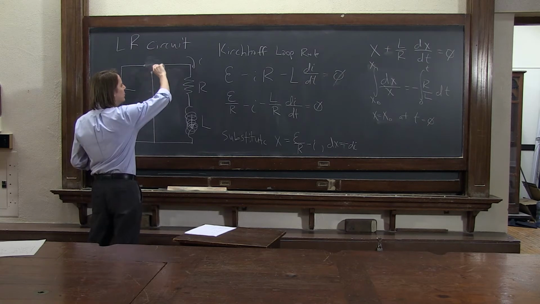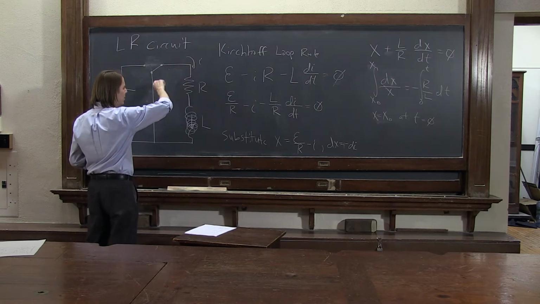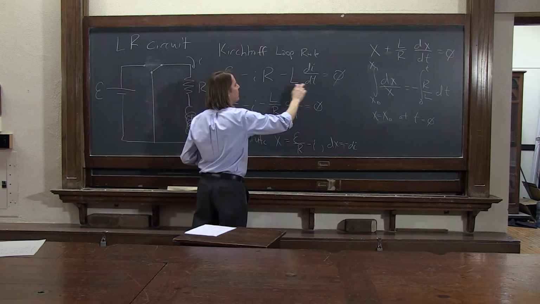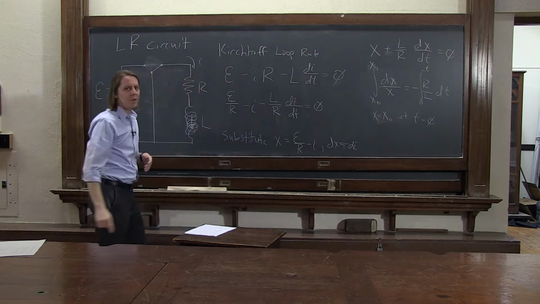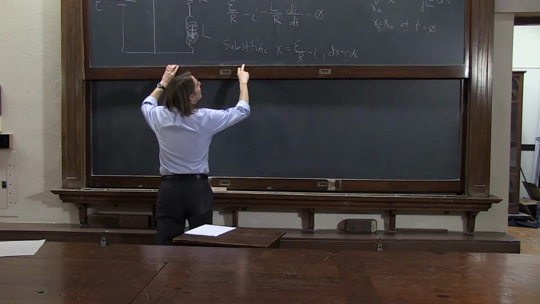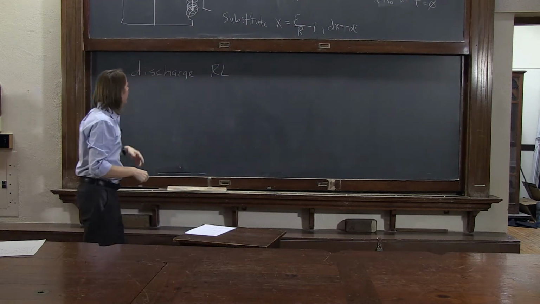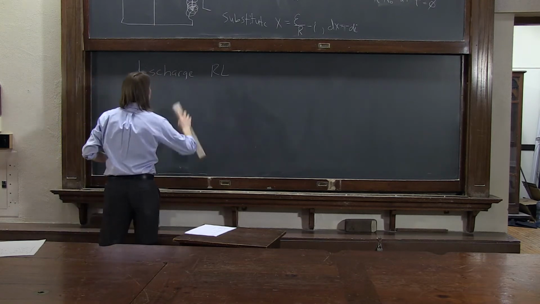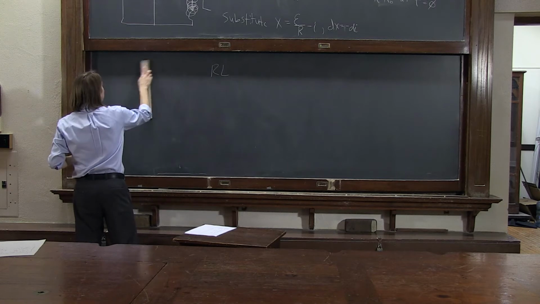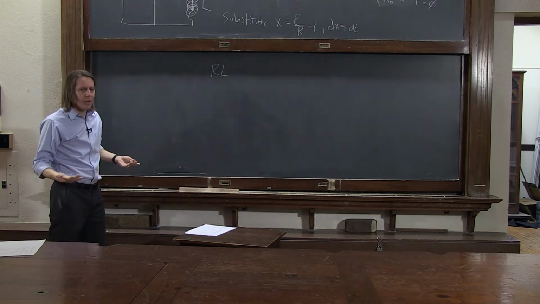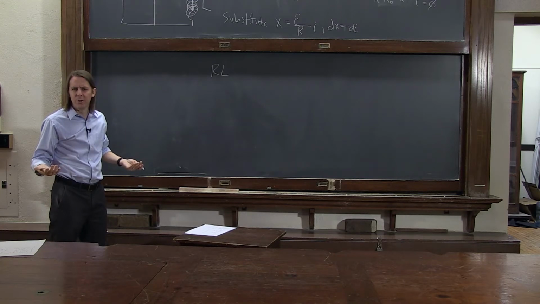We still use Kirchhoff. We still think of the current going this way. We're going to analyze it this way. We're going to write essentially the same Kirchhoff loop rule, just without the EMF. So this is how we discharge the RL. And of course, discharge is not the right word. That's the word when you're using a capacitor, because you're taking the charge off the capacitor plates. For an inductor, I don't really know what the word is. There really isn't a word.